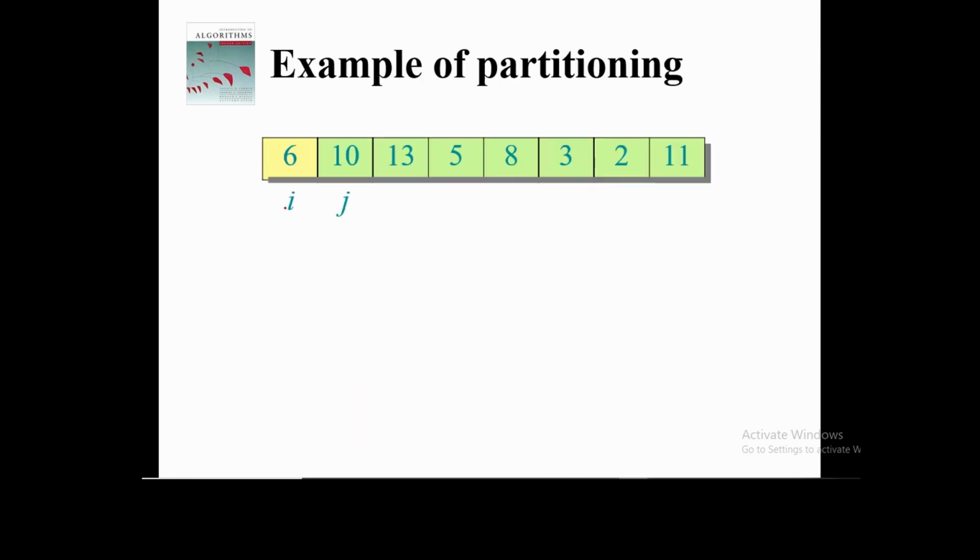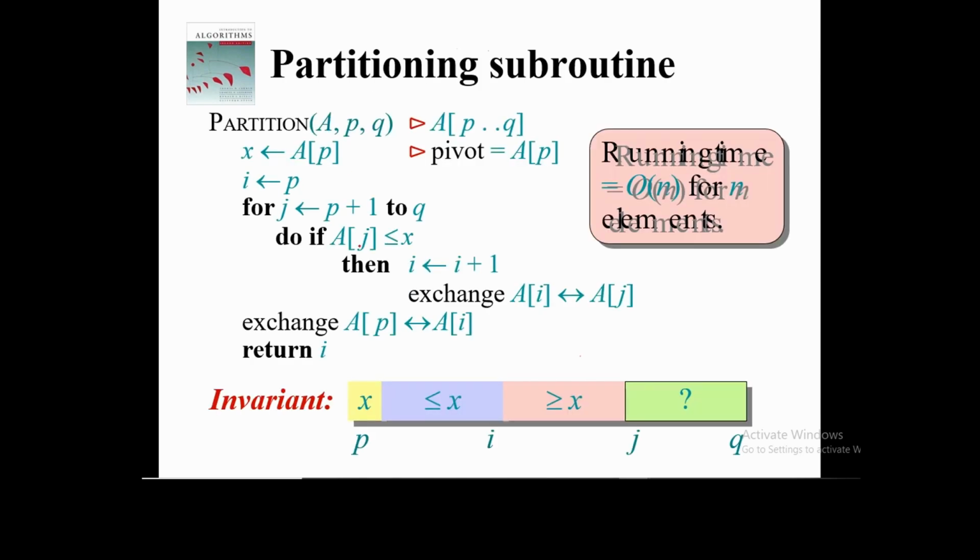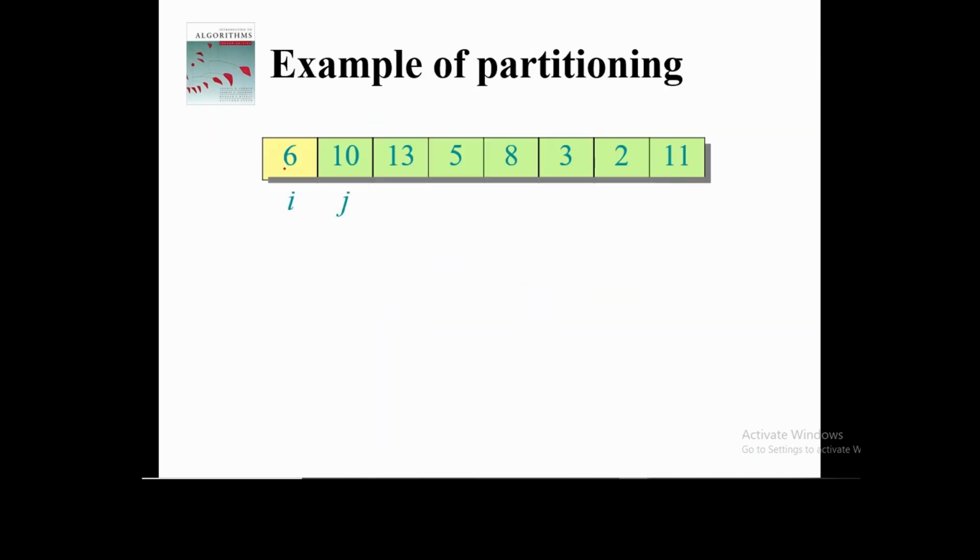Initially I is pointing here, J is pointing here. The logic here is: if A of J is less than or equal to X, then this condition will be true and we will process it; otherwise J will be incremented. So 6 is less than 10, so J will increase here. I is not changing. Again 13 is greater than 6, so again J will change here. I will not change, I will stay here.